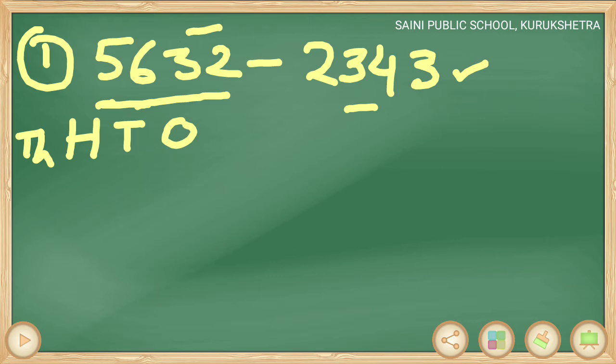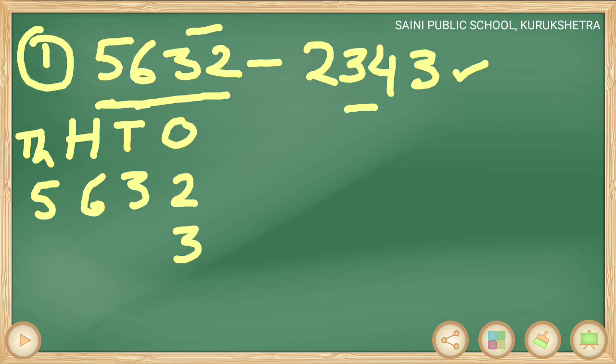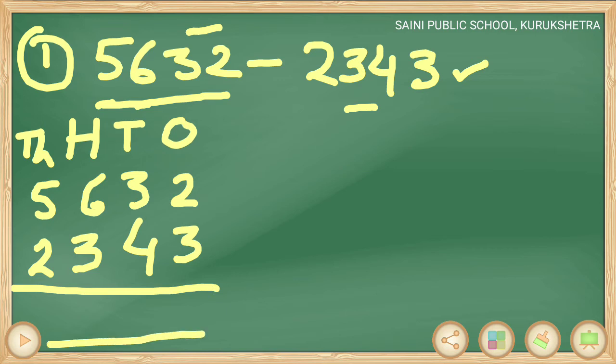So write here place wise 2 1's, 3 10's, 600, 5000. This is one number. Now write the second number in the same way: 3 1's, 4 10's, 300 and 2000. This is the bigger number and this is the smaller number. So first of all, we will subtract these two numbers. We will put the sign of minus here. For subtraction, as you know, we will start from the right side, that is from 1's place.